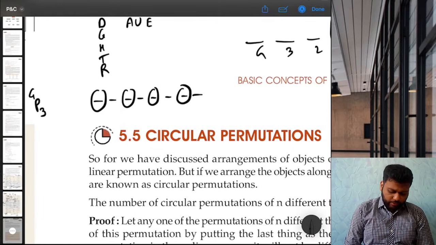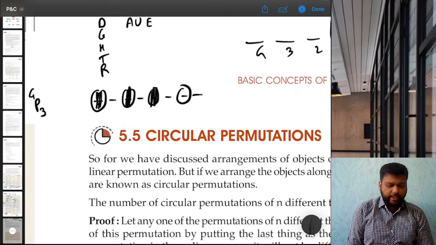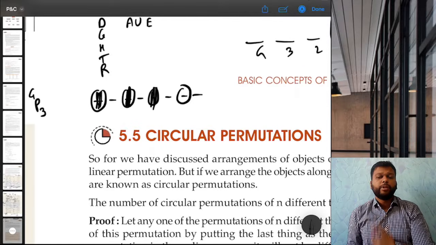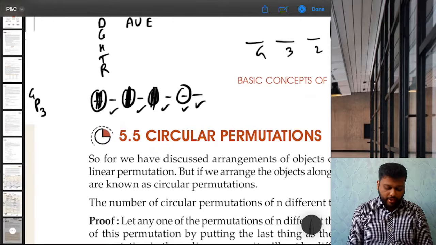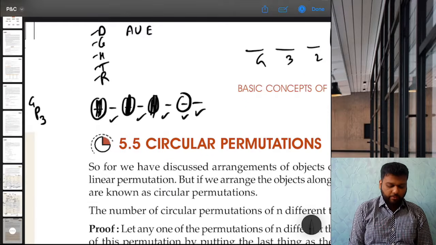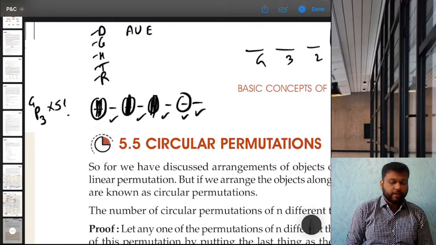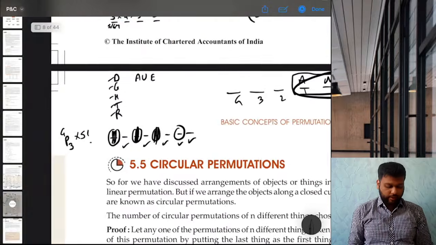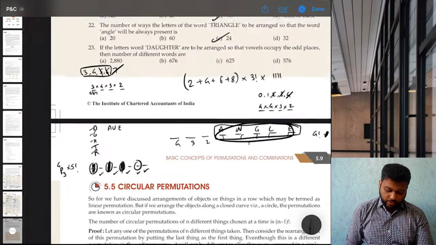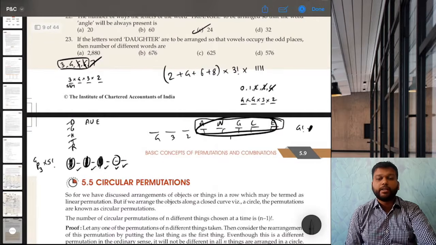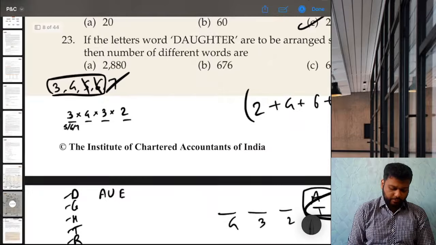Now let's assume 3 of the places are filled, A, U and E. How many places are remaining? 1, 2, 3, 4, 5 places are remaining and 1, 2, 3, 4, 5 letters are remaining. So into 5 factorial, that will be our answer. So we'll have to calculate that. 4P3 is 24, into 5 factorial is 120. So 2880 is the correct answer, option A for question 23.